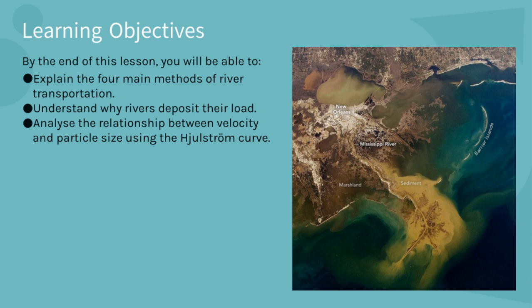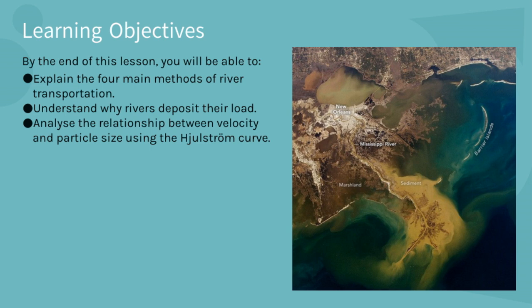First, you should be able to explain the 4 main methods of river transportation. These are traction, saltation, suspension, and solution. You need to know which type of material each process moves and how that movement happens. Second, you should be able to understand why rivers deposit their load. Deposition happens when a river loses energy. We will look at the reasons this might happen, such as a reduction in gradient, a fall in discharge, or the river entering a lake or the sea.